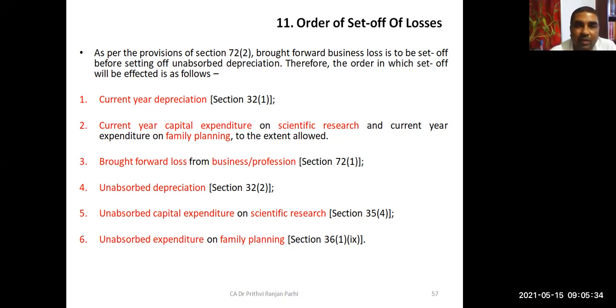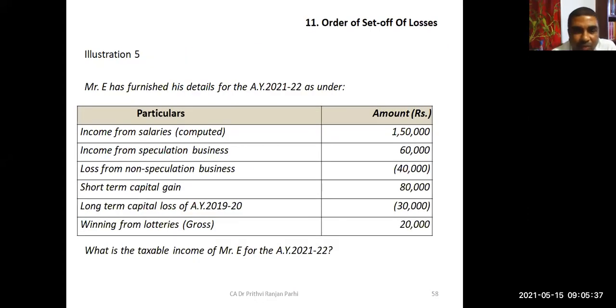Yes. Okay, friends, now here is one more example, one more illustration. Let us see how to solve it. Pick up your pen and paper, just the key points you can see. This is a situation where there is income from salaries, computed after all adjustments, of 1,50,000 rupees. Speculation business income is 60,000 rupees. Loss from speculation business 40,000. Short-term capital gain 80,000. Long-term capital loss 30,000. Winnings from lotteries 20,000. Now you have to compute the taxable income.